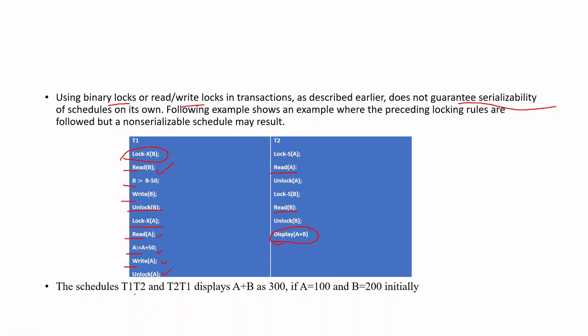Now, let us say we have the serial transactions T1 and T2, or T2 followed by T1. Either way, if A is equal to 100 and B is equal to 200, then with either of these serial transactions, the sum which is displayed will be 300. So you can go through it and verify. That is the actual correct output of a serial schedule.